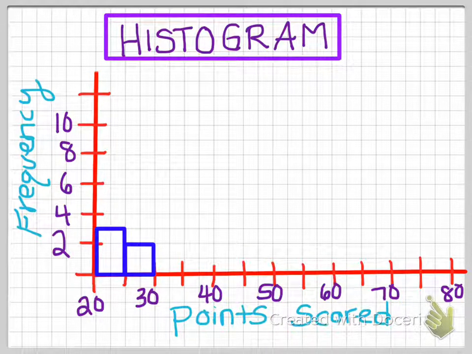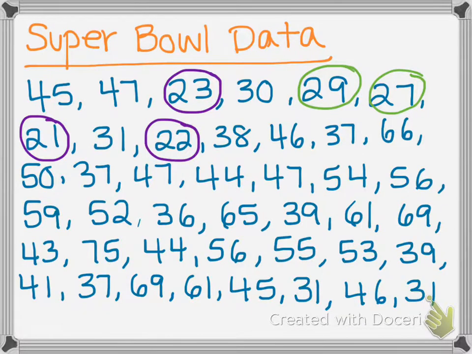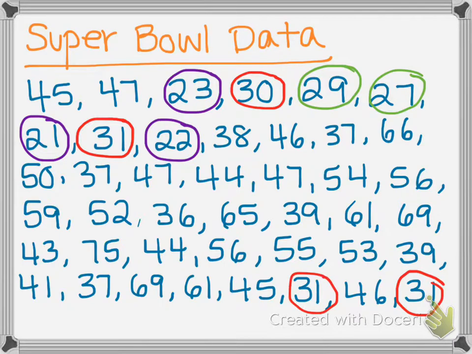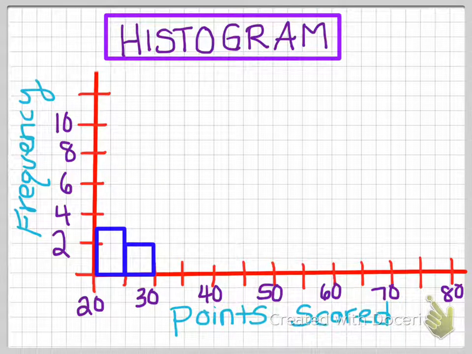All right, now we're looking from points that include 30 up to 35. So 30 to 35, so we have 1, 2, 3, and 4. And then on my histogram, I'm going to have a bar that goes up to 4. Now notice the bars are touching. There's no gaps in between them.